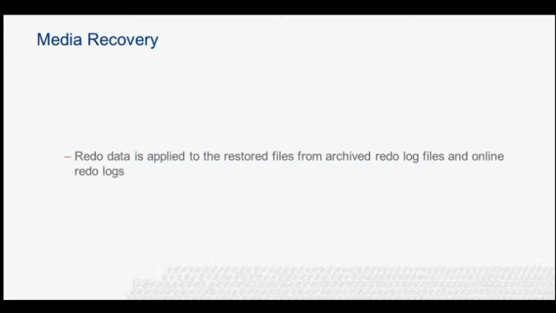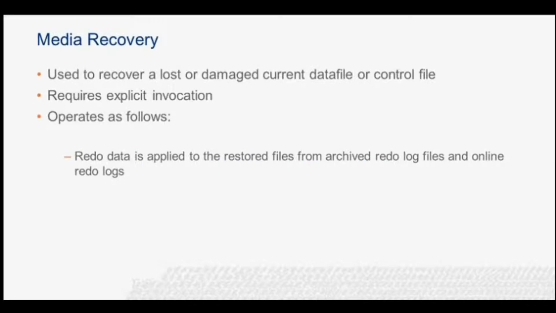First, user-managed complete recovery. Media recovery is used to recover a lost or damaged current data file or control file. We can also use it to recover changes that were lost when a data file went offline without the offline normal option. Restoring the files: when we restore a file, we are replacing a missing or damaged file with a backup copy. Recovering a file: when we recover a file, changes recorded in the redo log files are applied to the restored files.